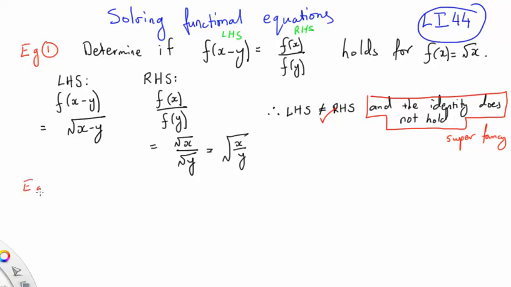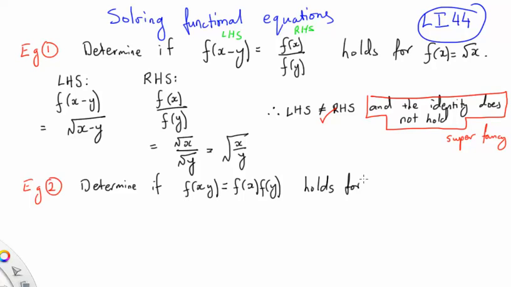Let's have a look at another one. So I'm going to try to pick one that does hold. It's really hard to actually tell. All right, let's see. We'll try to determine if, let's take the identity, f of xy equals f of x times f of y. Determine if this holds for, and my gut tells me it holds for, f of x equals 1 on x squared.